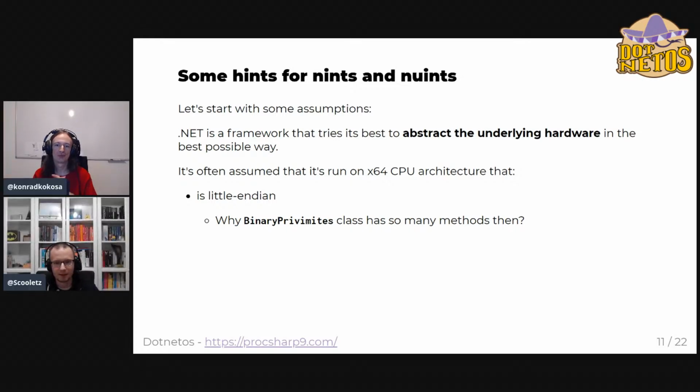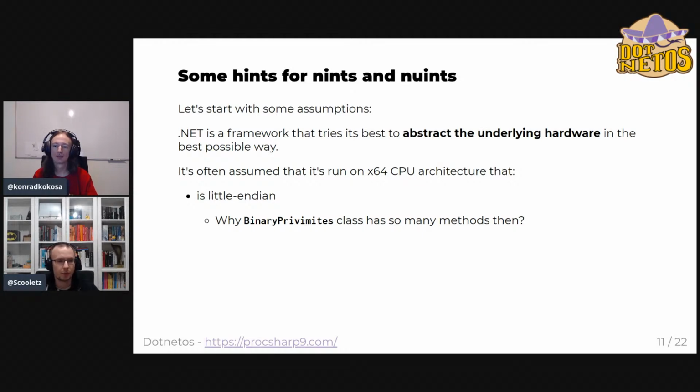Okay, hello, Szymon. Yeah, sorry for the hiccup. So not everything is little endian. That should be our understanding and assumption, even though the API provided by .NET tries to abstract it properly. So could you say a few words about what those binary primitives are for?